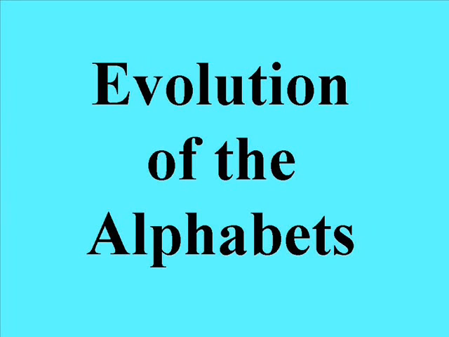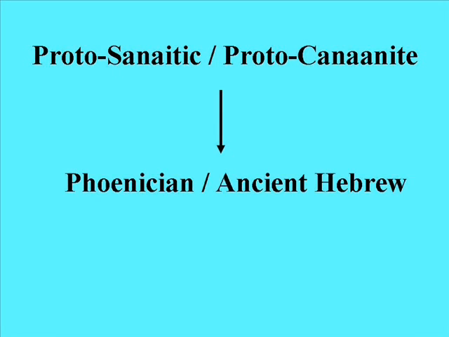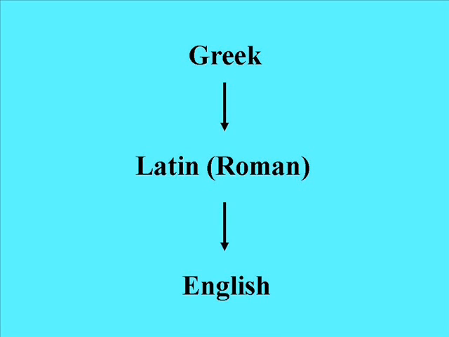Today I'm going to teach you how the evolution of the alphabets occurred, stemming from Proto-Sinaitic or Proto-Canaanite down to Phoenician, which is also known as Ancient Hebrew. They're not exactly the same language, but they do have more or less the same characters, to the formation into the Greek characters, which made its way into forming the Latin or Roman characters, which is more or less equivalent to the English letters we have today.